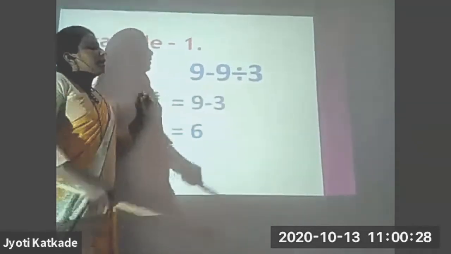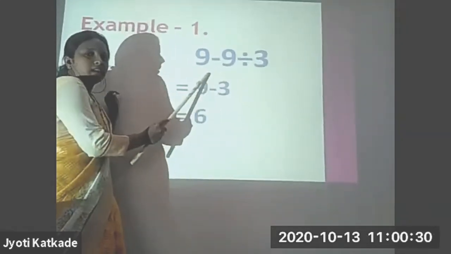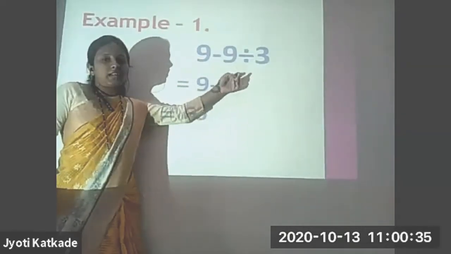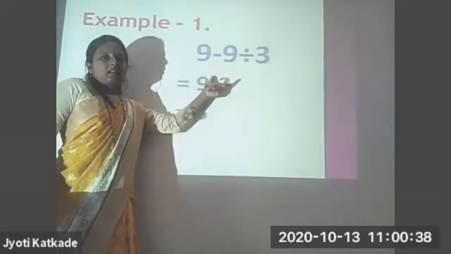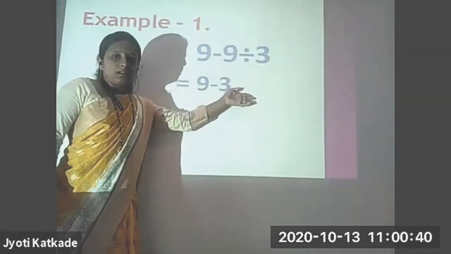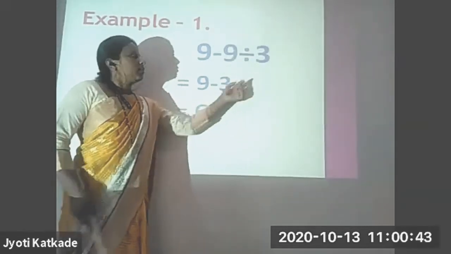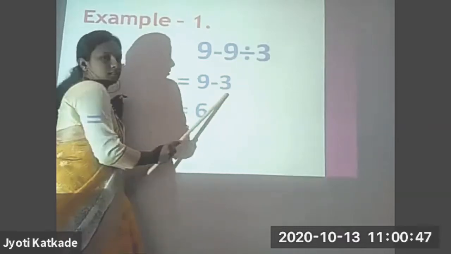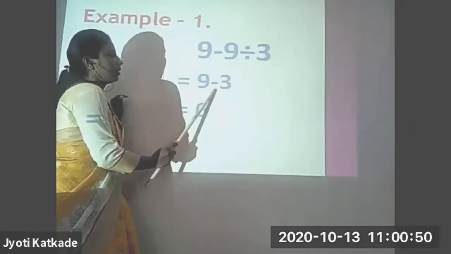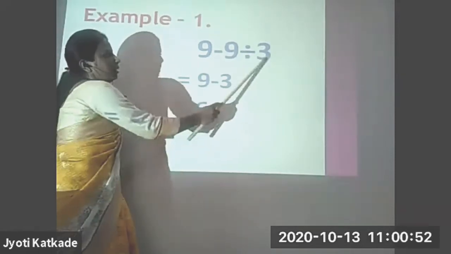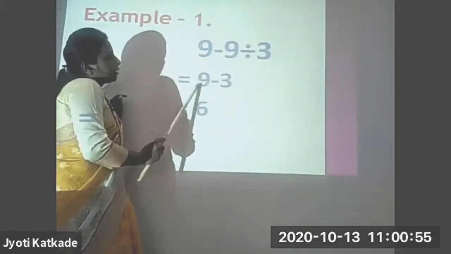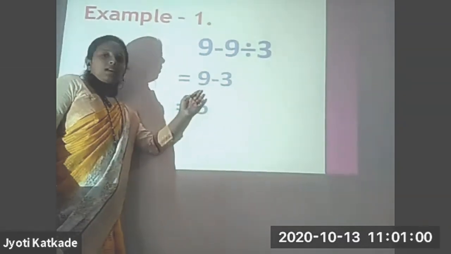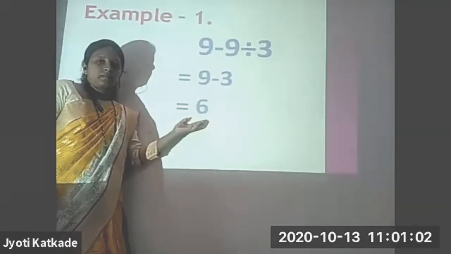But according to our rule, which operation do we have to do first? Division. Okay. BODMAS means bracket of division, so division we have to do first. So divide 9 by 3. 3 threes are 9. And this 9 minus is taken as it is. We get 9 minus 3. When we minus 3 from 9, we get 6.